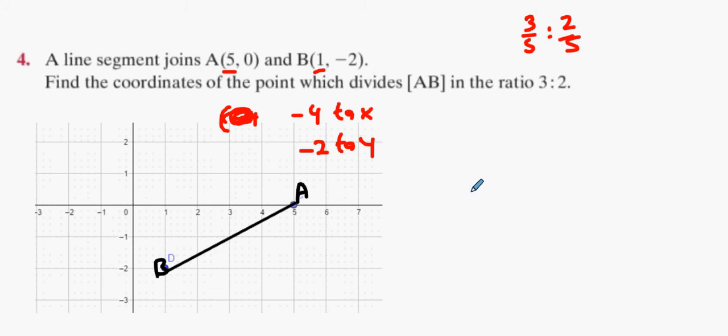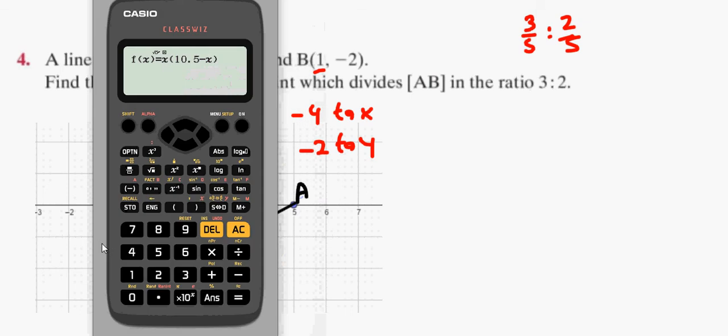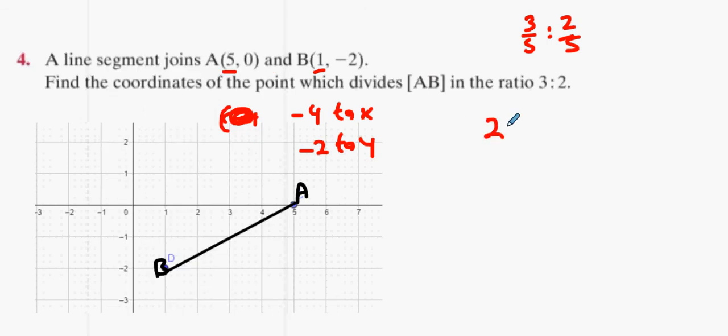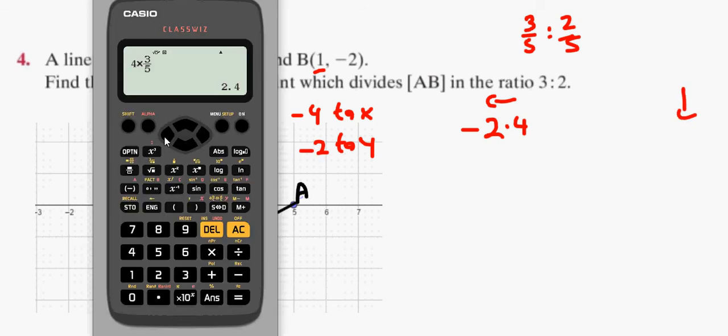Can't hear you. I'll just do it myself. Four times 3/5 is 12 over 5, otherwise known as 2.4. Yeah, because we're going to the left, 2.4. And then we're going down. How much are we going down? 2. So I have to do minus 2 with that. And that's 1.2.